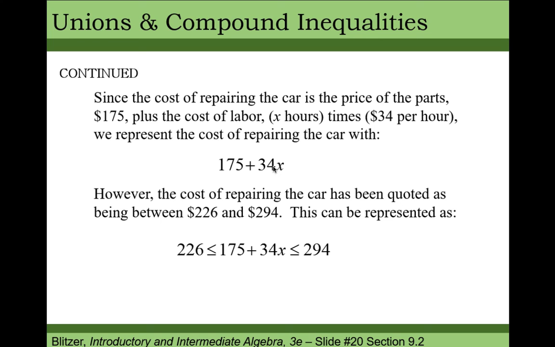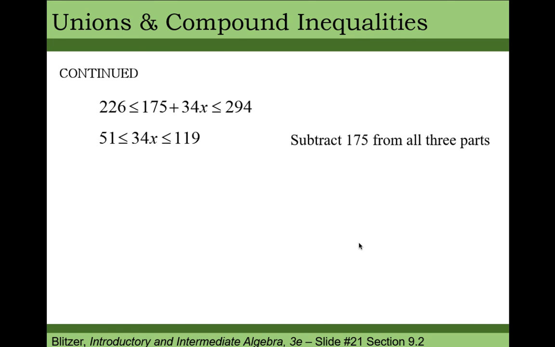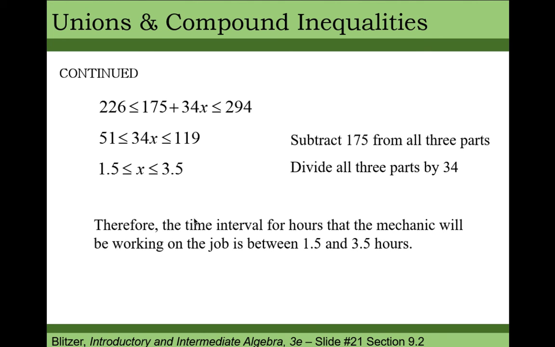Here's our compound inequality, and we are using AND because it can range between these values. Remember, they estimated 226 low end, 294 high end. And then you guys just have to solve it. So we'd start by subtracting 175 from both the 226 as well as the 294, and then you're going to divide everything by the 34. So we get that it's going to take anywhere from an hour and a half to 3.5 hours in order to fix our car.